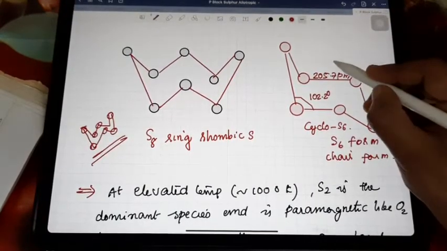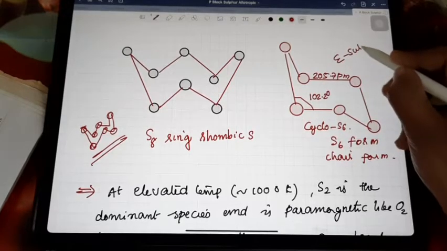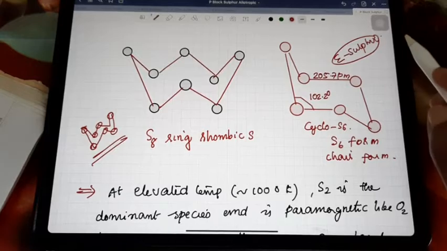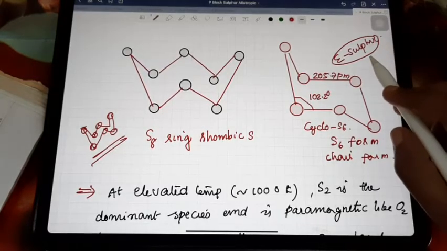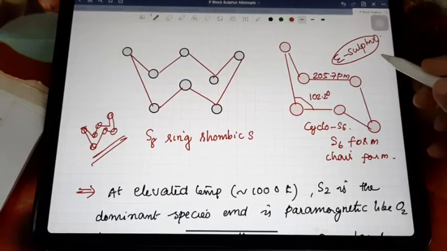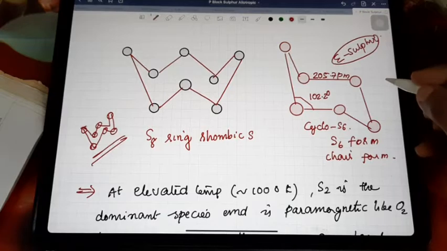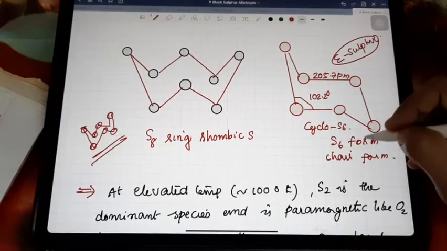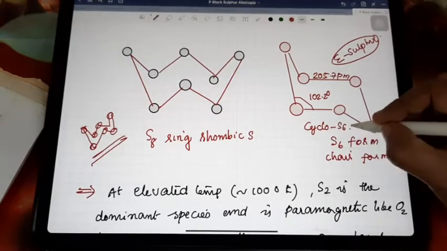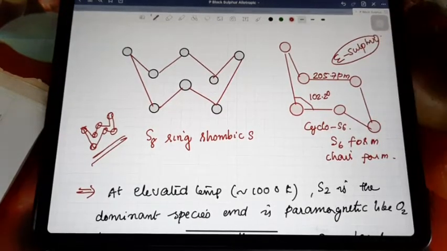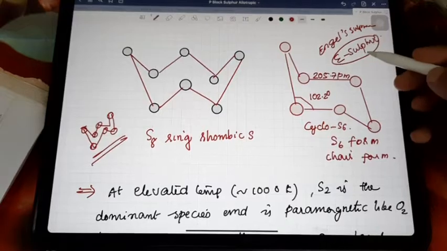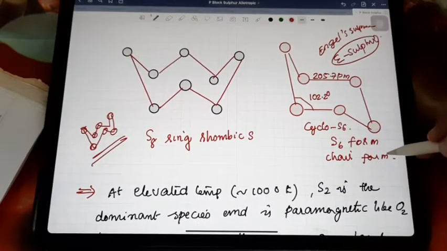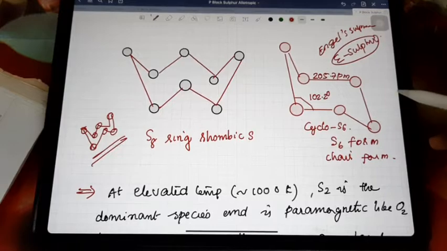One more form I have drawn here is called E sulfur. I told you already that not only alpha and beta, there are a lot of other allotropic forms of sulfur possible. Its name is Engel's sulfur. It is unstable and contains S6 rings. It is also called cyclo-S6. In this E sulfur, the ring adopts the chair form. That is the structure I have shown here.